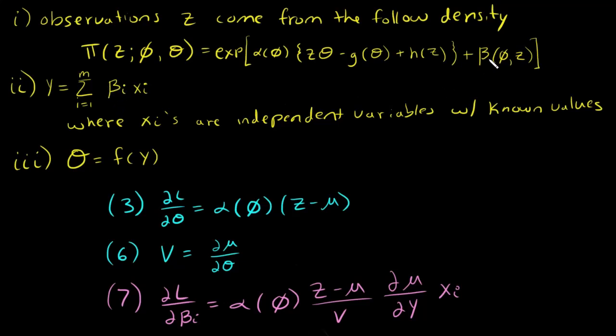Note that these betas are unknown regression parameters. It's nothing to do with this beta over here, which is a function of phi and z. It's kind of unfortunate that they chose the Greek letter beta, because that's not to be confused with the beta that you see here. Okay. And then we have theta equals f of y. This is our link function. It connects this systematic part to the random density.